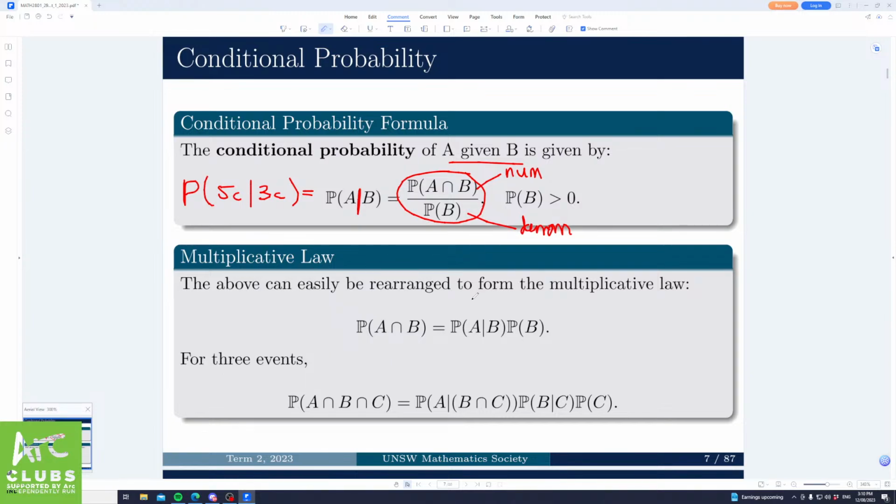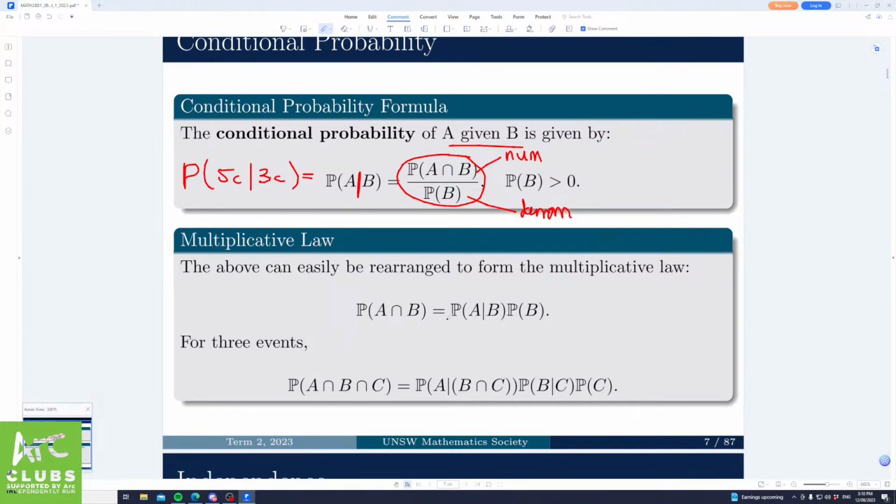The multiplicative law is basically saying the probability of A and B is equal to the probability of A given B times the probability of B. And this should be really clear by just looking at this conditional probability formula. We basically bring that P of B on the denominator onto the left-hand side, and we get the multiplicative law.